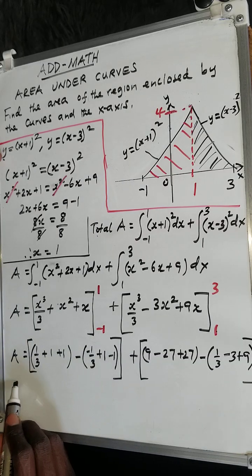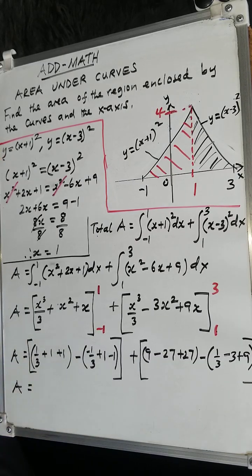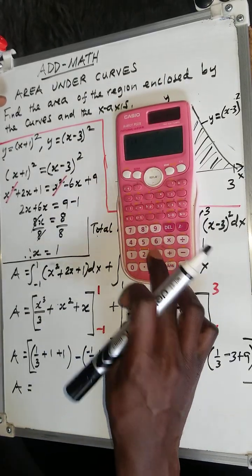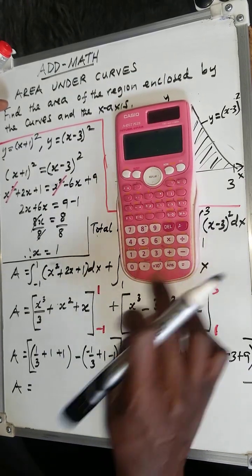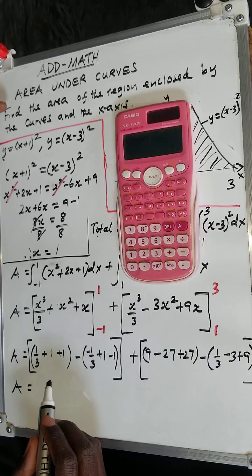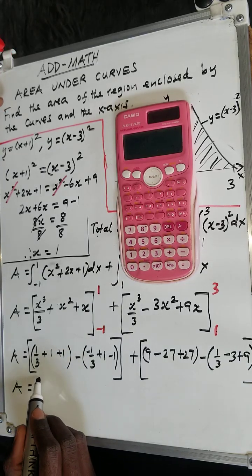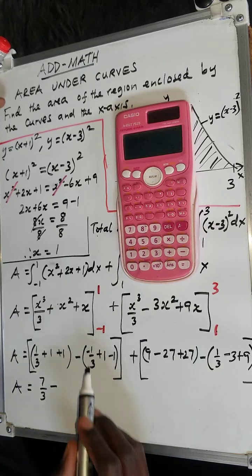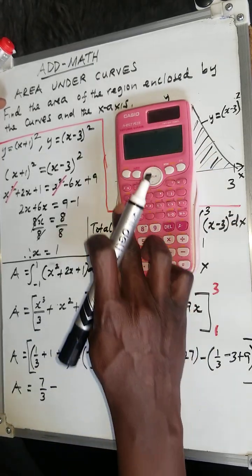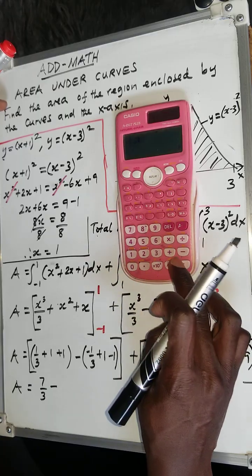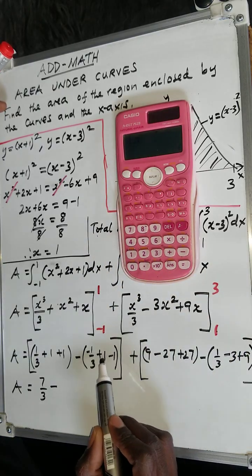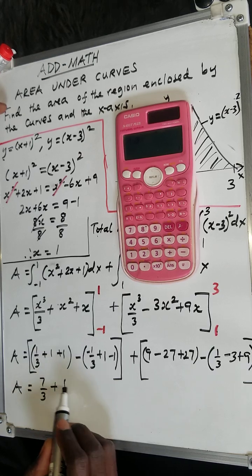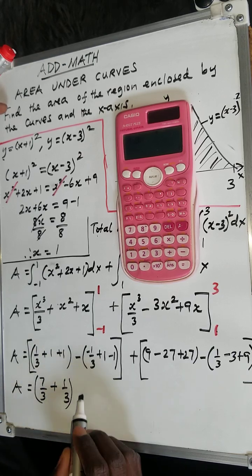So we can simply now try to work out this using our calculator. There's no problem. So if you work out 1 over 3 plus 1 plus 1, that will give us 7 over 3. So it will be 7 over 3 minus, in this case, if we work out that one there, -1 over 3, plus 1 minus 1, plus 1 minus 1 will cancel, so it will be negative and negative to give you a +1 over 3 in this bracket plus.